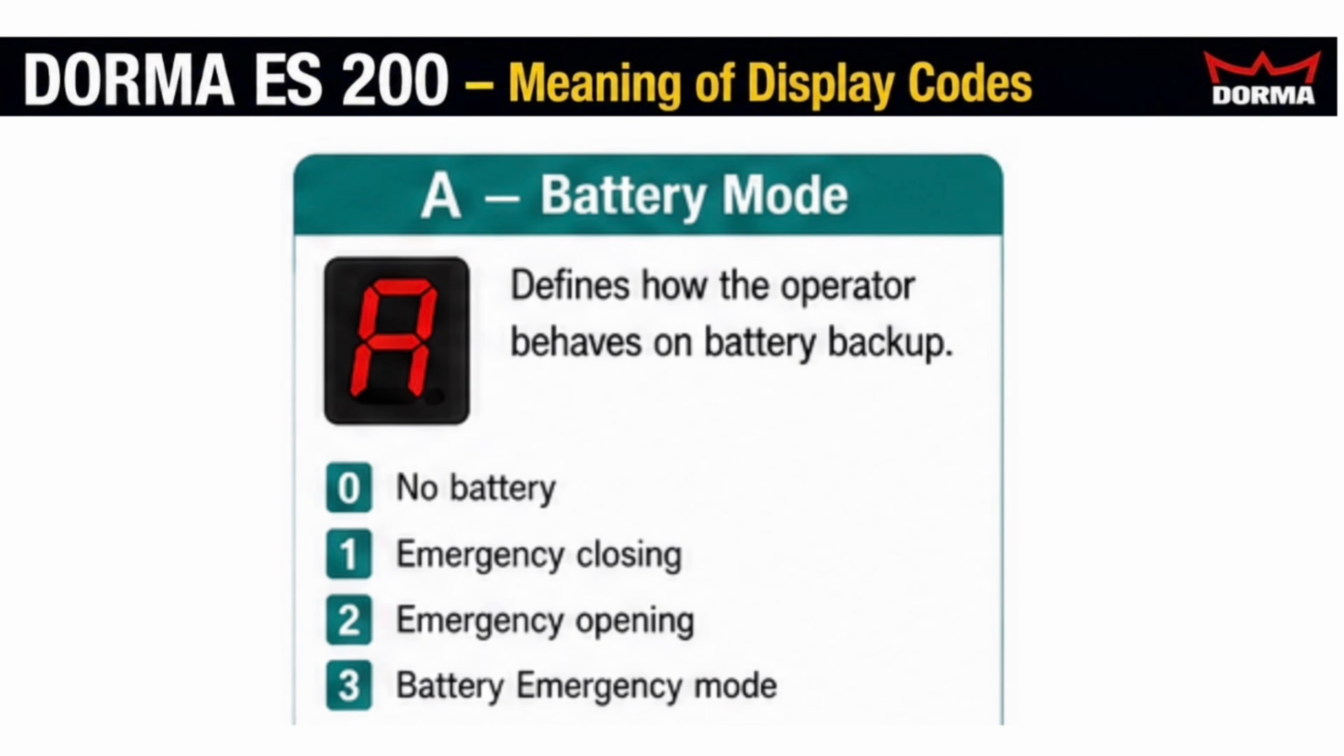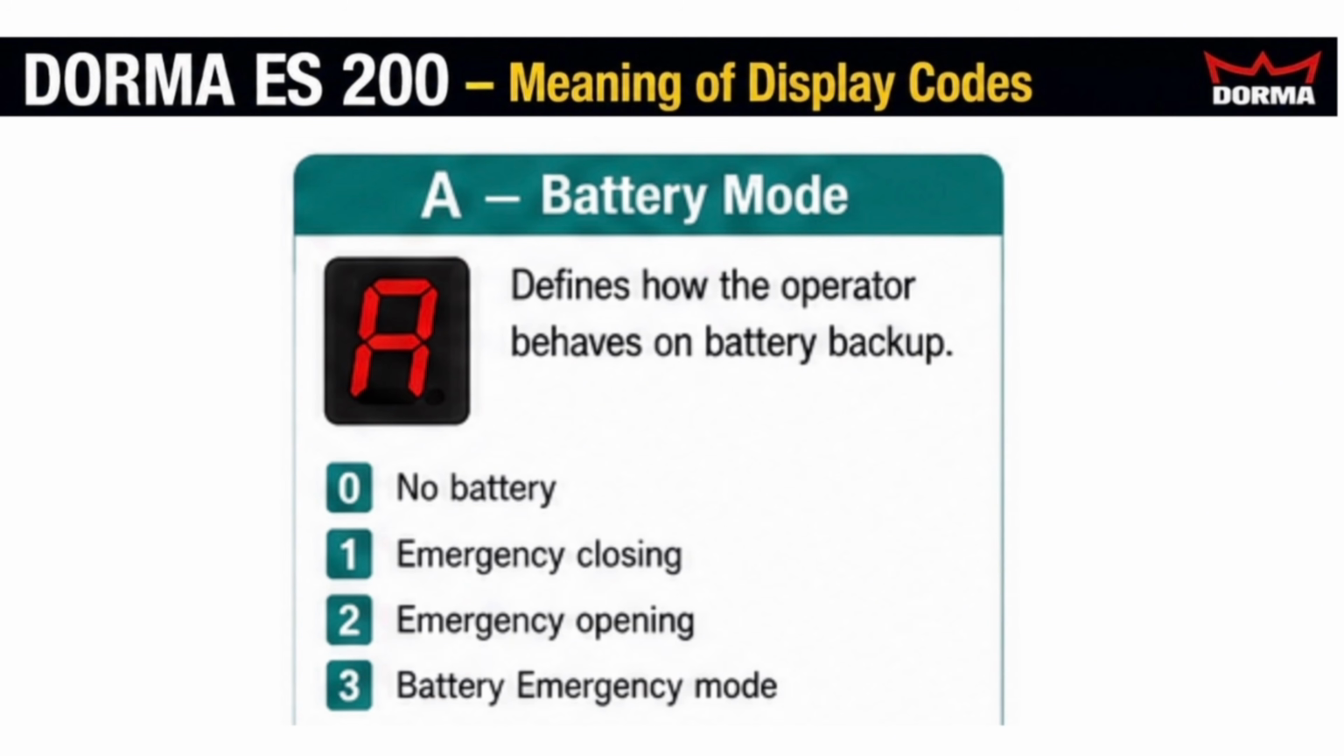Display code A. Battery mode. The next parameter is A, which configures battery backup operation. A0 is no battery installed. A1 is emergency closing. If mains power fails, the door automatically closes.